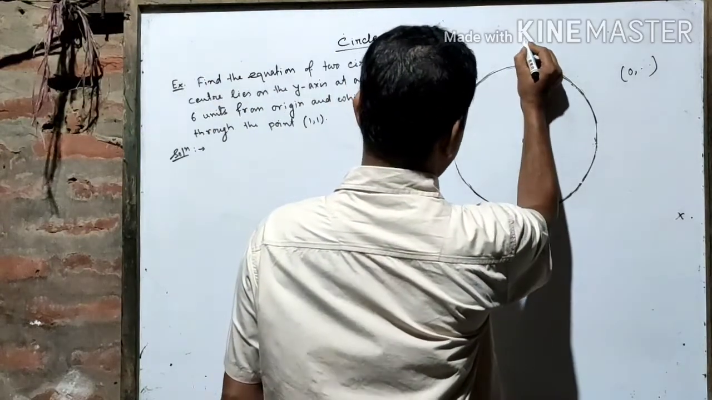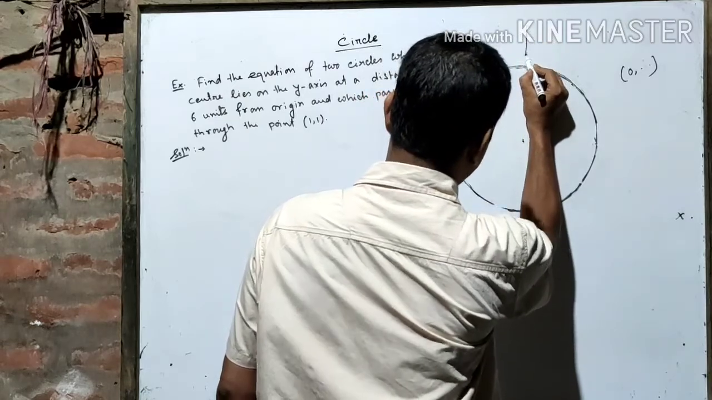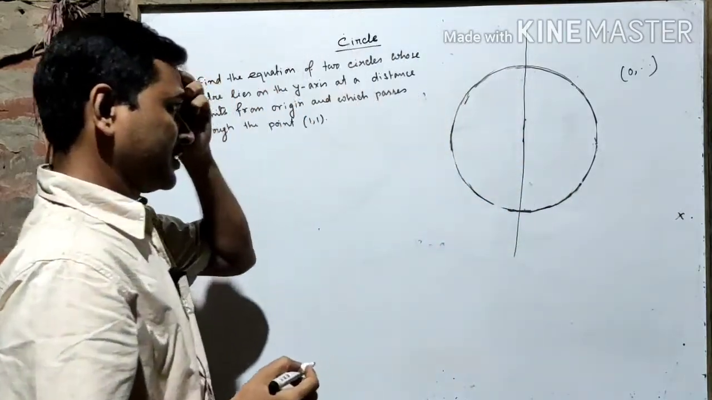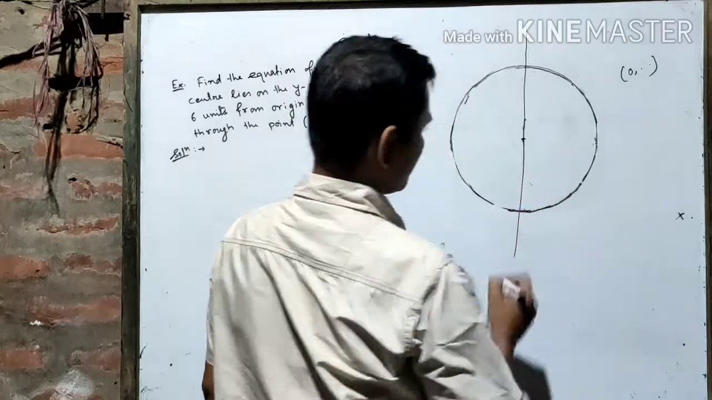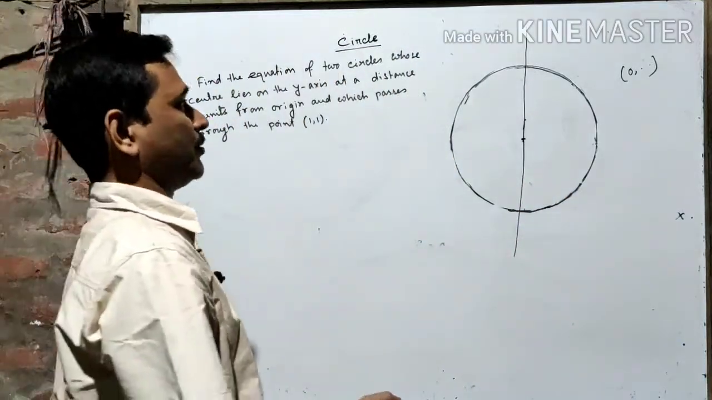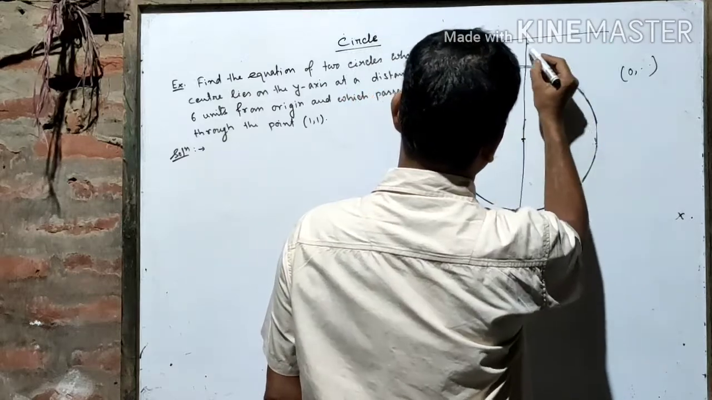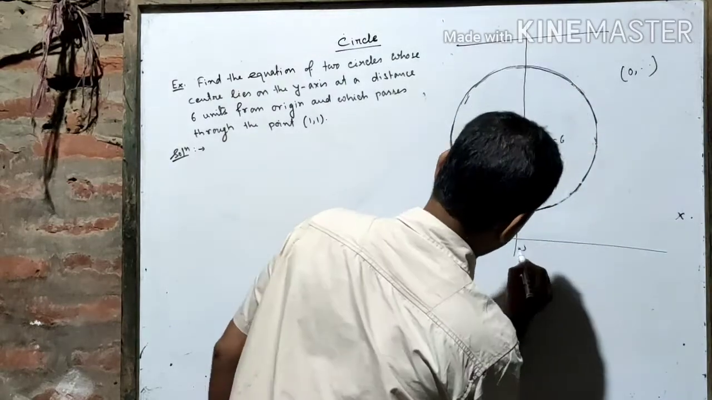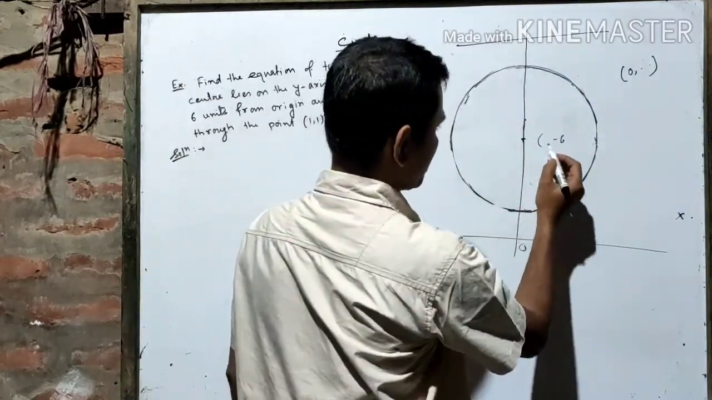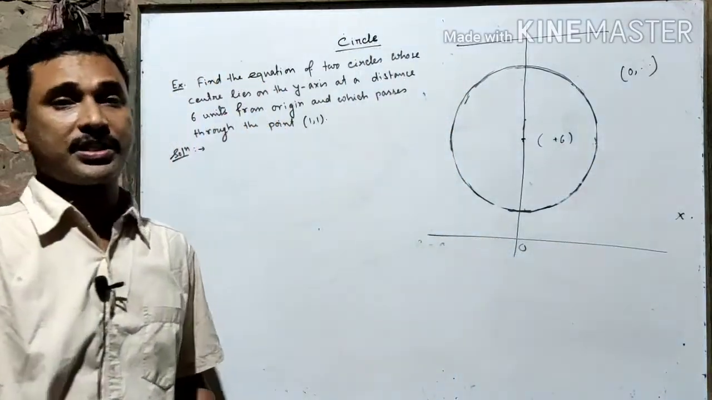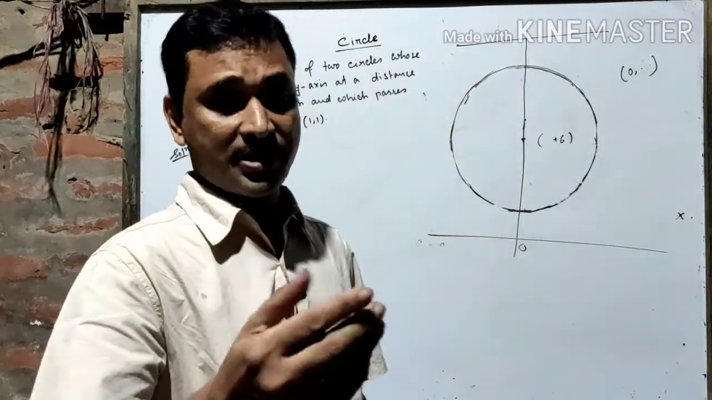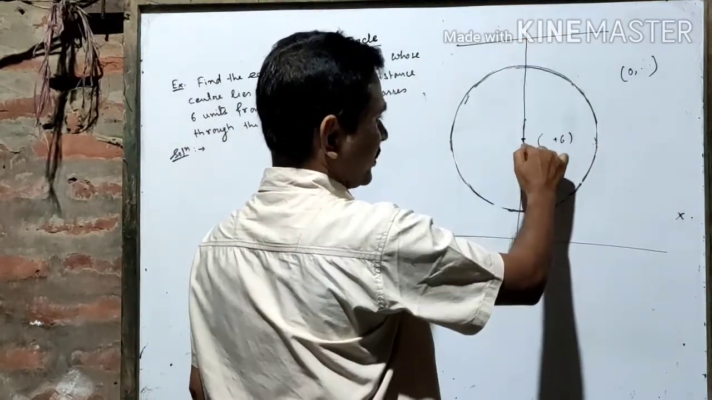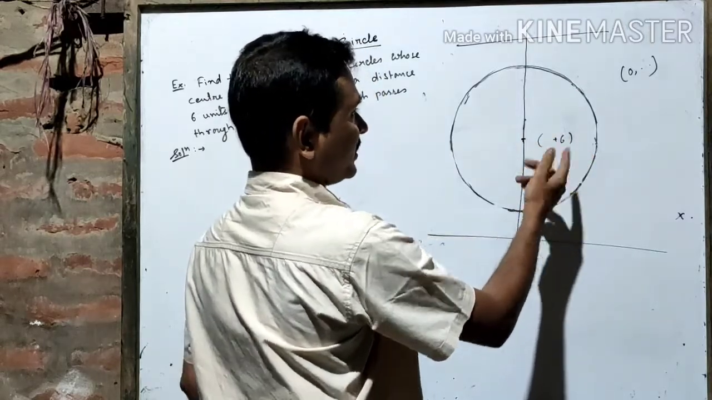Suppose this is the center, this is the y-axis. Okay, now the center lies on the y-axis, its x-coordinate is 0, at a distance of 6 units from the origin. If the origin is above the circle, then the y-coordinate will be -6. Again, if the origin is below the circle, then the y-coordinate will be positive 6. So the center of the circle is 0, 6 or 0, -6. Do you get it? 6 units, so this is the y-coordinate and it's below the x-axis, so it will be negative. So in that case the center will be 0, -6.